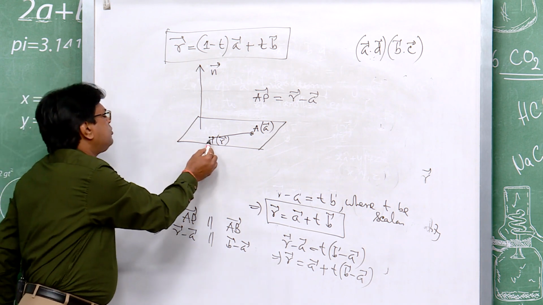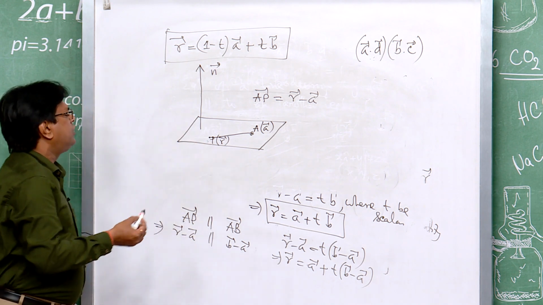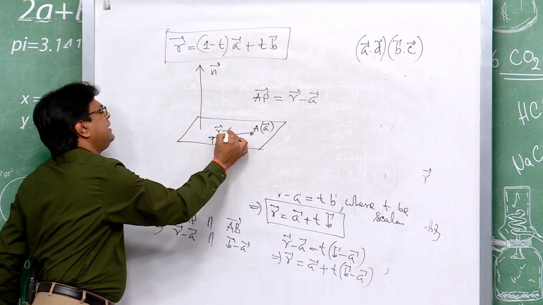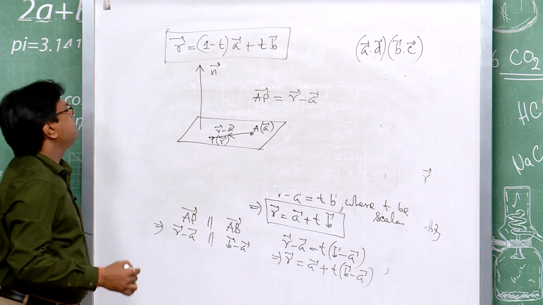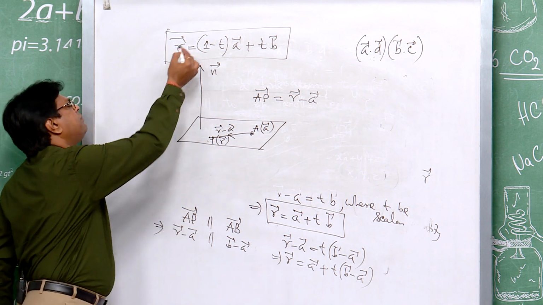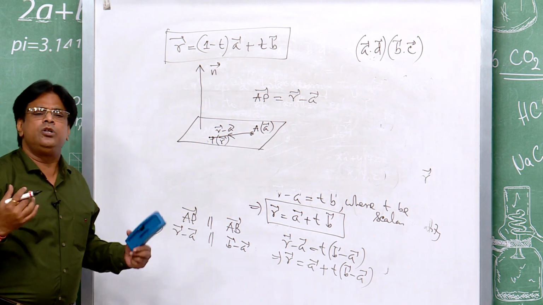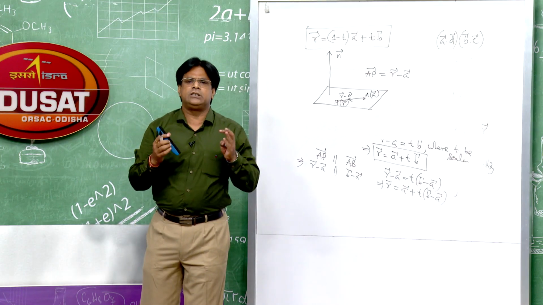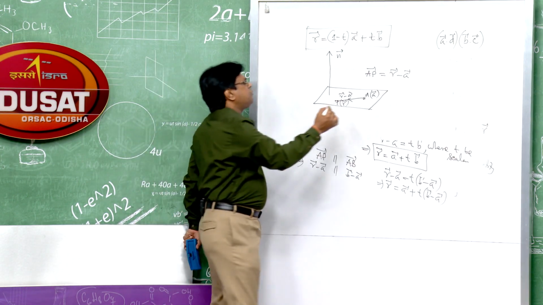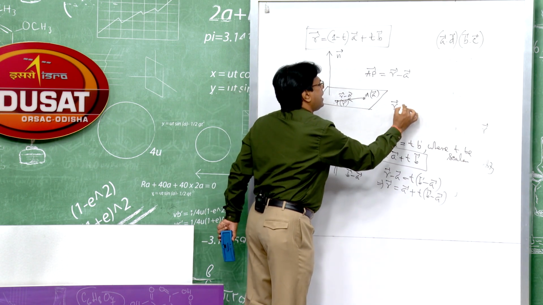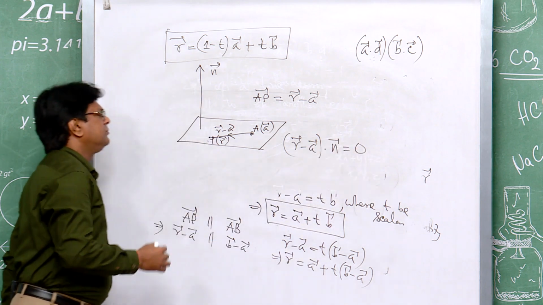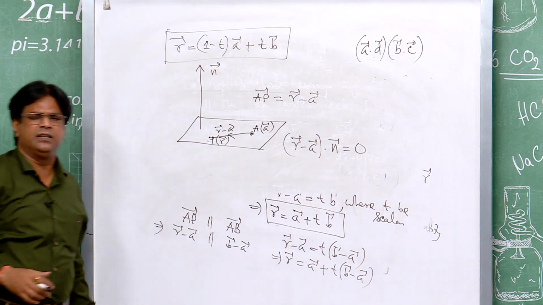So, we take r as another variable point, so that the vector AP is equal to r minus a. This is your r minus a vector, the AP vector. So, r minus a is perpendicular to the n vector. We know that if two vectors are perpendicular, then the dot product is equal to 0. So, the equation is (r minus a) dot n vector is equal to 0. This is the vector equation of this plane.